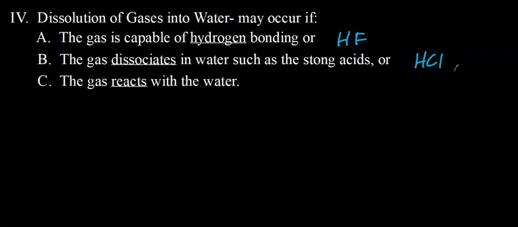it will dissociate into H plus and Cl minus ions. Or a gas may dissolve in water if it actually reacts with the water. For example, carbon dioxide reacts with water to produce carbonic acid. And so those are the ways we can determine if a gas dissolves in water. One of those three ways.